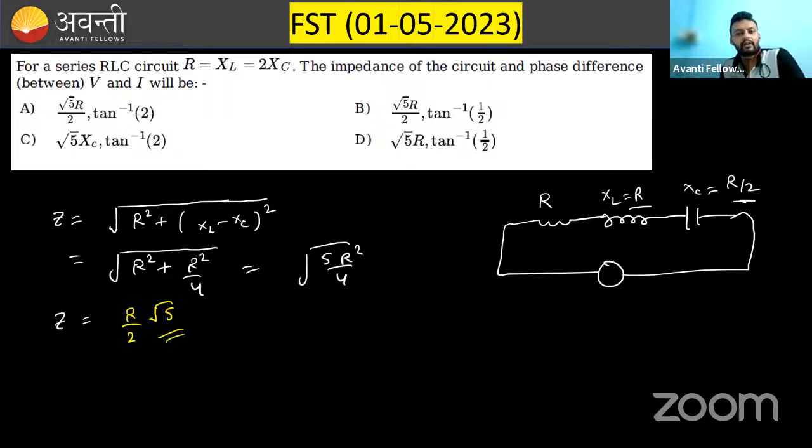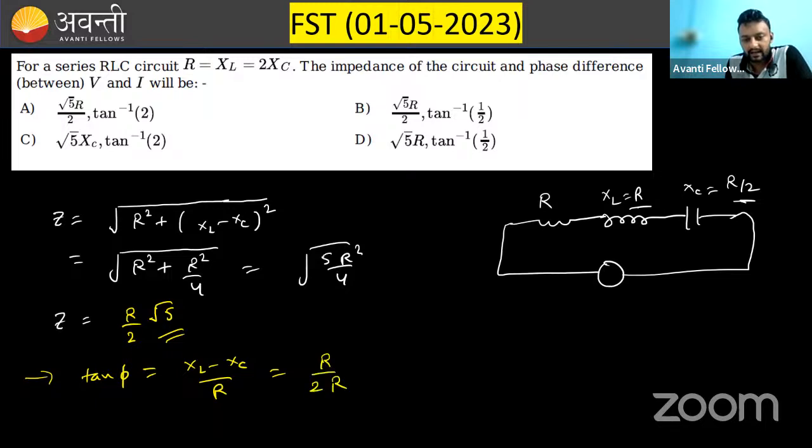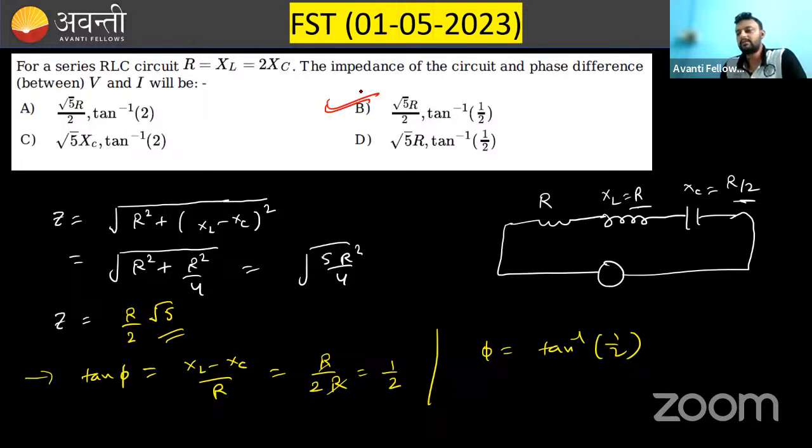For that, we need to calculate the phase difference, and phase difference is given as tan phi. For an RLC circuit, tan phi is equal to (XL minus XC) divided by R. So XL minus XC is R by 2, divided by R, that is 1 by 2. So phi is equal to tan inverse 1 by 2. So which option is correct? Option B is correct.